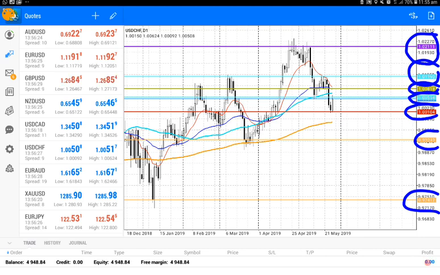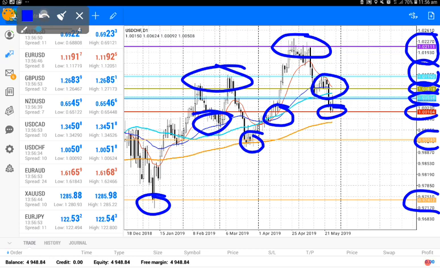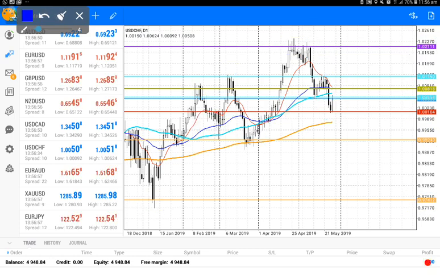But that does not mean that only that line is the resistance or the support. This is a support, this is a support, this is a support, this is a resistance, this is a resistance, this is a support as well. This is also a valid support, and this is a valid both resistance and support. It doesn't mean that at those very points, but rather resistance and support are actually zones, not a line.